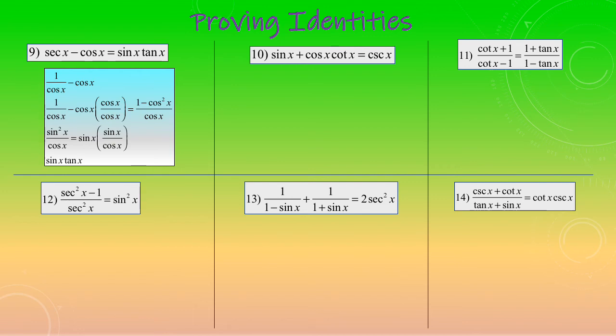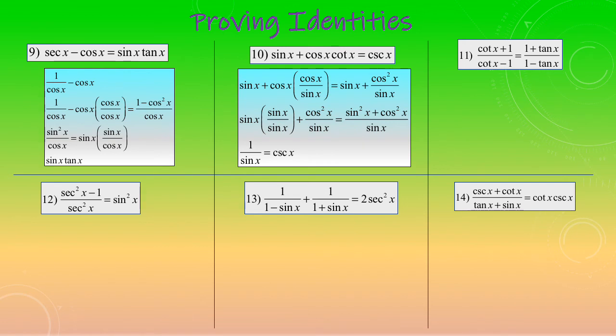In number 10, we have sine of x plus cosine of x cotangent of x equals cosecant of x. Obviously, we work on the left side. We will first change to sines and cosines to get sine of x plus cosine of x times cosine of x over sine of x. And we can then multiply out to get sine of x plus cosine squared of x over sine of x.